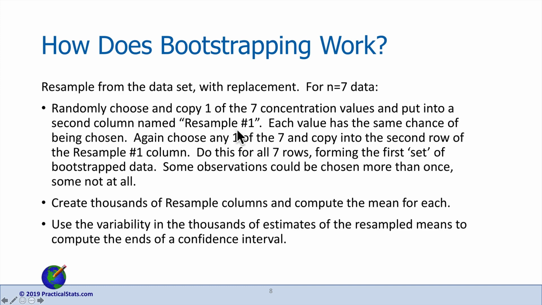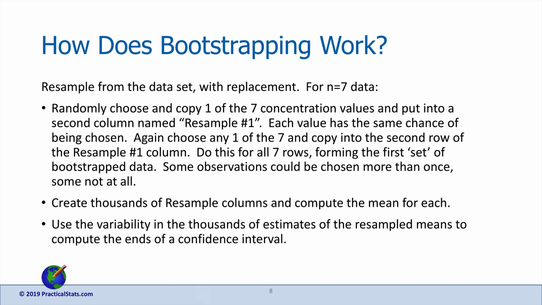In a second column, let's name it resample number 1. Then you do the same thing for row 2. You'd randomly pick one of the 7. It could be the same one that you just picked, or it might not be. Each of the 7 still has the same probability. Copy that value and put it into the second row, and do that until you fill up the first column with the same number of observations, 7 in this case. And you've got your first resample. So you would do this, or the computer will, several thousand times. Typically somewhere between 2,000 and 10,000 is used. The higher values are used these days, because it doesn't take a modern computer much time to do that.